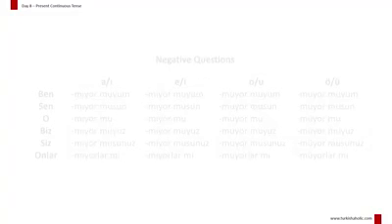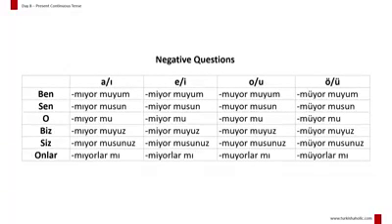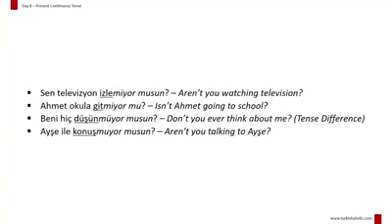If you want to make negative questions, you basically make a normal negative present continuous sentence plus the question particle and the personal suffix right at the end of the sentence. Let's see some examples. Sen televizyon izlemiyor musun? Ahmet okula gitmiyor mu? Beni hiç düşünmüyor musun? Ayşe ile konuşmuyor musun?